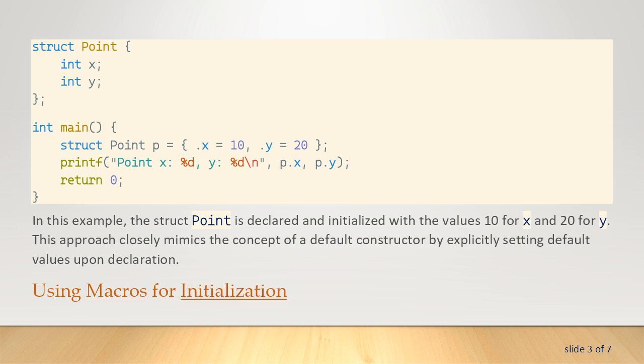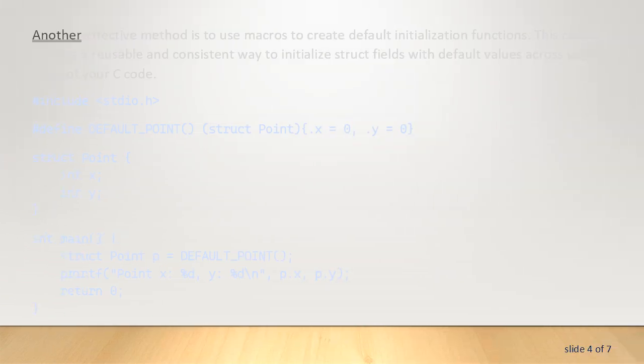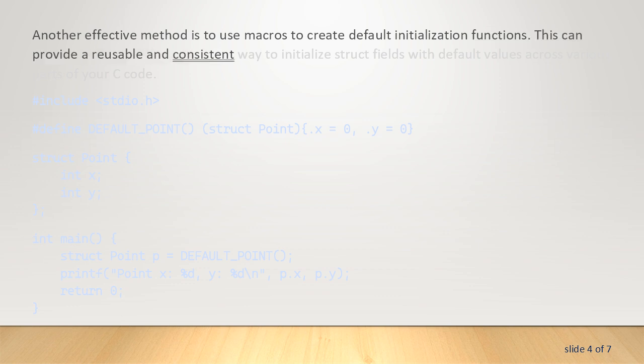Using macros for initialization. Another effective method is to use macros to create default initialization functions. This can provide a reusable and consistent way to initialize struct fields with default values across various parts of your C code.